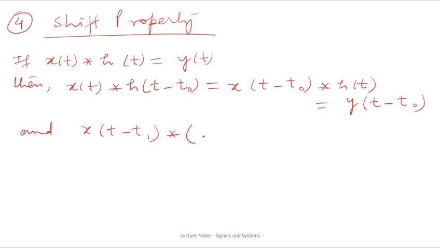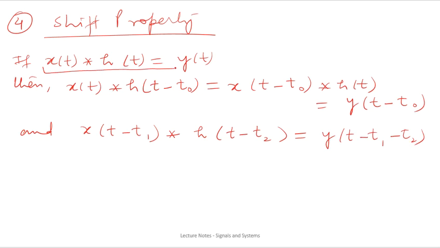And one more thing: x of (t minus t1) convolved with h of (t minus t2) will be equal to y of (t minus t1 minus t2). You can see from here that the convolution of the two signals x(t) and h(t) is y(t), which is already defined. If there is a shift in any one of the input signals, or in both signals, then the same shift will occur in the output signal as well.